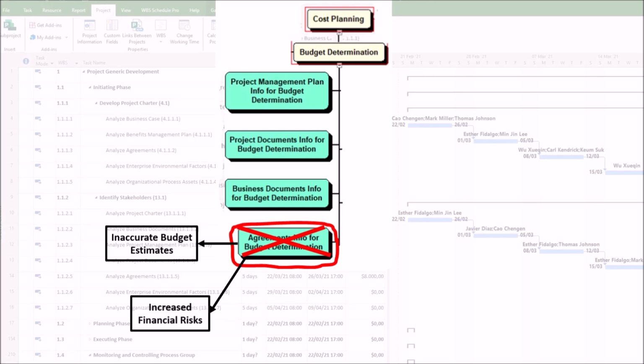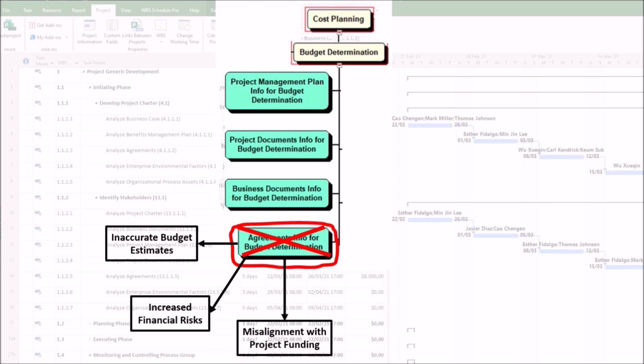2. Increased financial risks. First, unplanned contingency costs. Agreements often contain clauses for delays, scope changes, or penalties. Failure to account for these may deplete contingency reserves prematurely. Second, hidden liabilities. Poorly reviewed contracts might include unfavorable terms, such as automatic price escalations, leading to unexpected cost overruns.